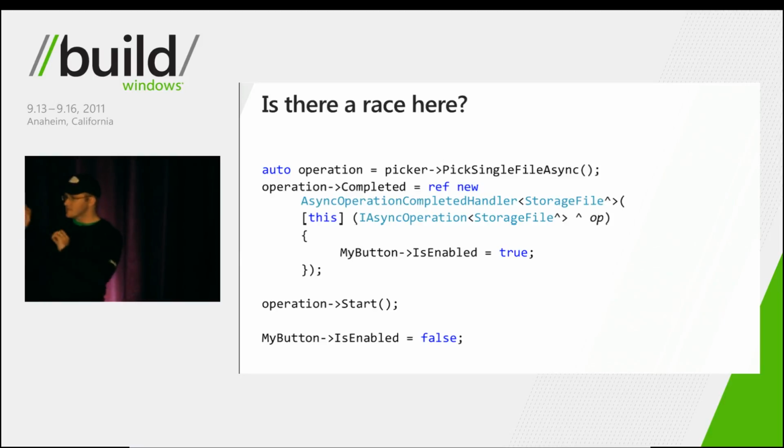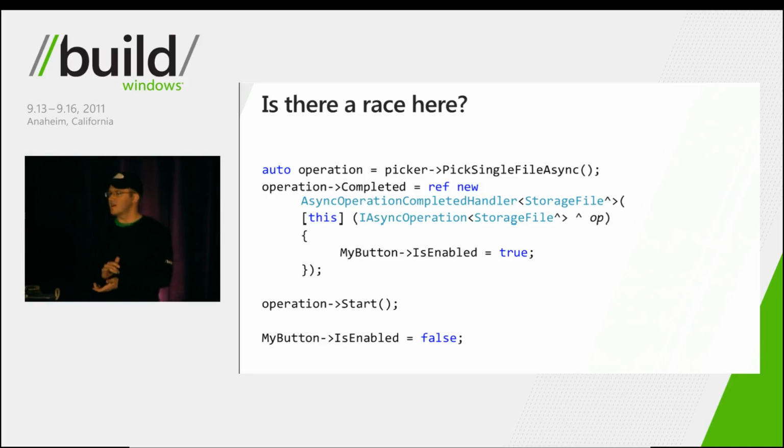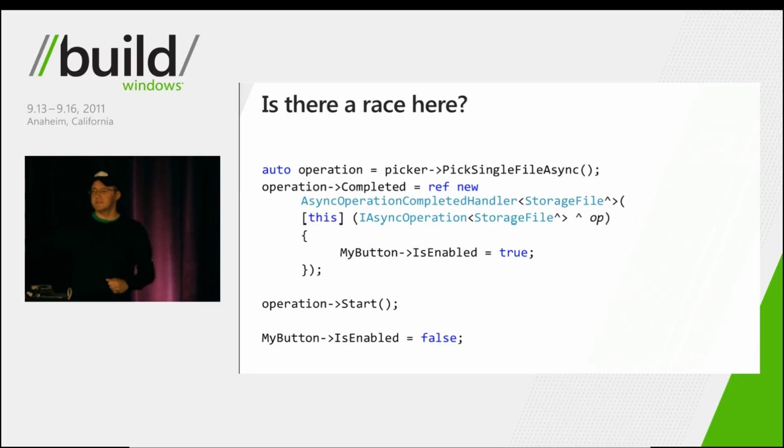If I had written this code today for a desktop application, this would have a race in it. Because as soon as I call start, any number of things could allow another callback to come in if I start pumping messages to my thread. And it's possible that the button enabled true could come back in before I set it to false. This is a little contrived because it's unlikely the user could actually hit the button that fast, but ignore that for a second.